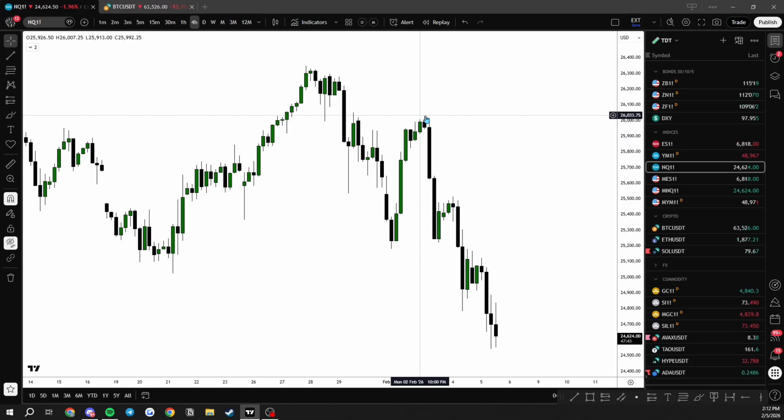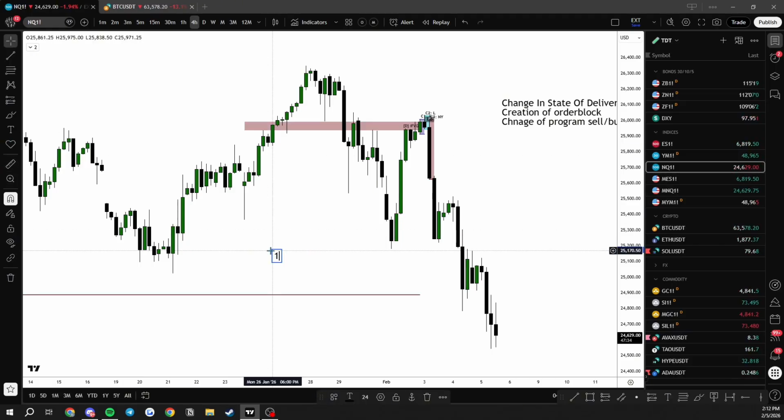Exactly. So if we look, right, remember, we have the 10 p.m. 4-hour candle. We have the 2 a.m. 4-hour candle. Then we have the 6 a.m. 4-hour candle. And then we have the 10 a.m. 4-hour candle. Candle one, two, three, four, right?